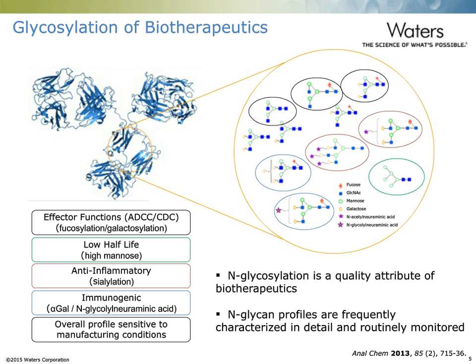A second reason they're important to monitor is that even if the changes don't affect the half-life or activity of the molecule, the profiles are really sensitive to changes in manufacturing conditions. We have to remember that N-link glycosylation and O-link glycosylation, for that matter, is not a templated process like the transcription of DNA into proteins, but it is basically driven by the cell machinery. So slight changes in the health of cell culture can really cause significant changes in glycosylation profile.